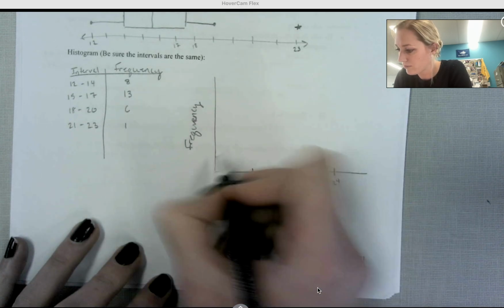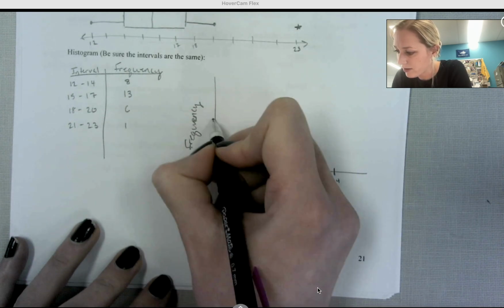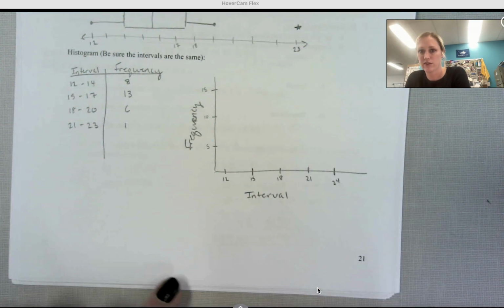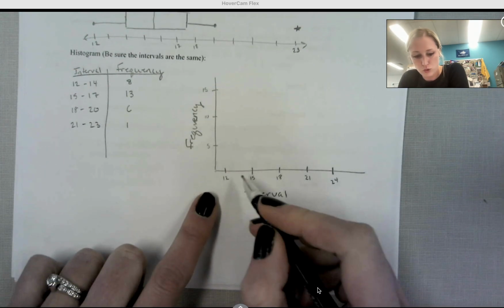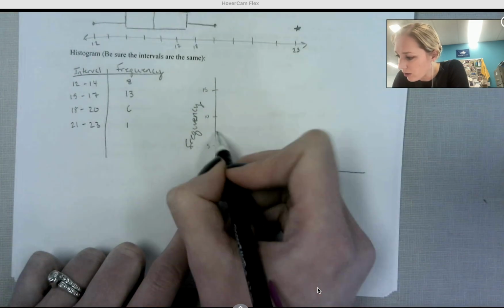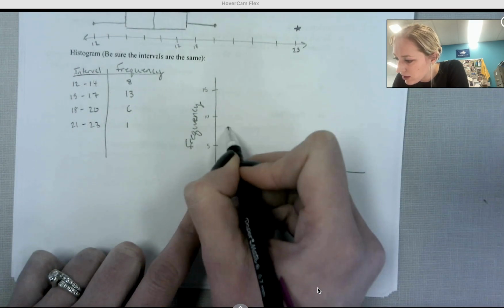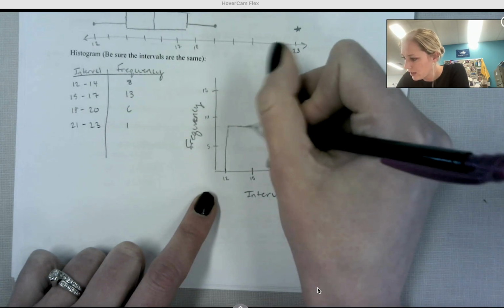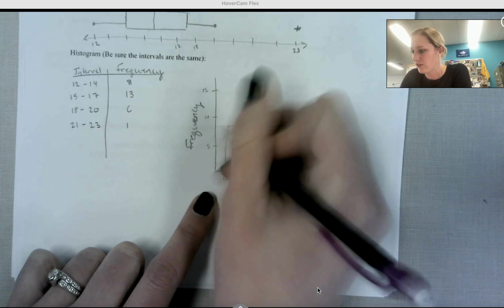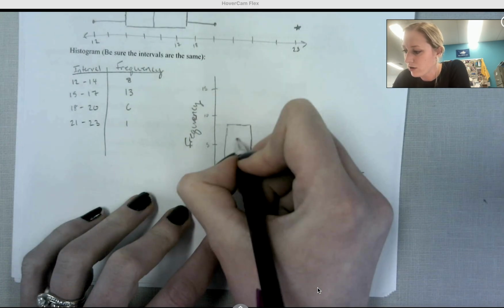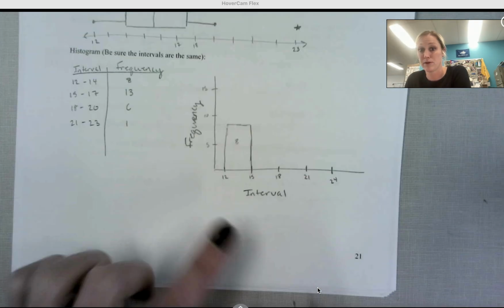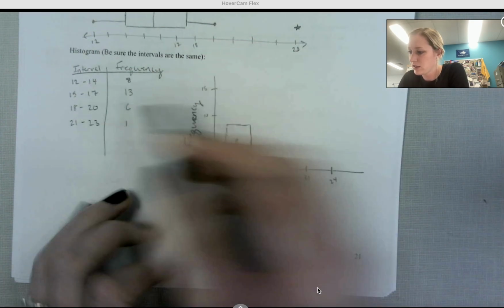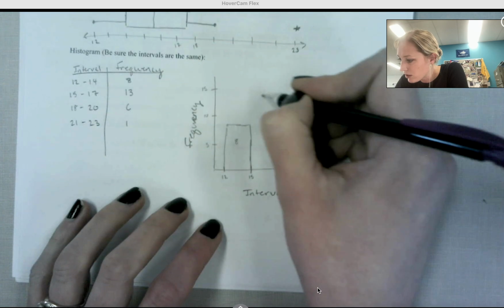Okay, so from 12 to 14, and I need some frequencies here, so let's do maybe, let's see, we have up to 15. Let's do 5, 10, 15, trying to make those evenly spaced. Okay, so 12, we have 8. So 8 would be about here. And I could add some tick marks here too, you guys, to make that really descriptive. You can also write the number 8 in here to let people know that's exactly where it's at. From 15 to 17, again, we're up at 13, so that's going to be here-ish.